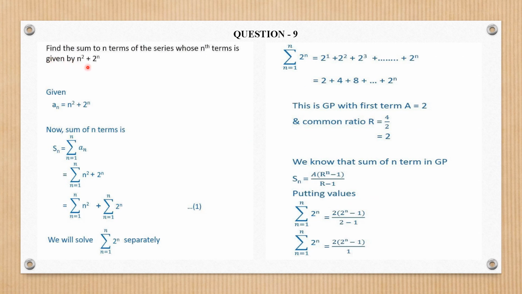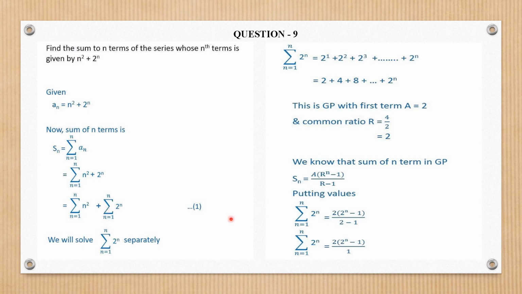Next question is, find the sum to n terms of the series whose nth term is given by n square plus 2 raised to power n. So let us start. This is summation n square plus summation 2 raised to power n. Now see here. This formula is very simple. This is n into n plus 1 into 2n plus 1 divided by 6.